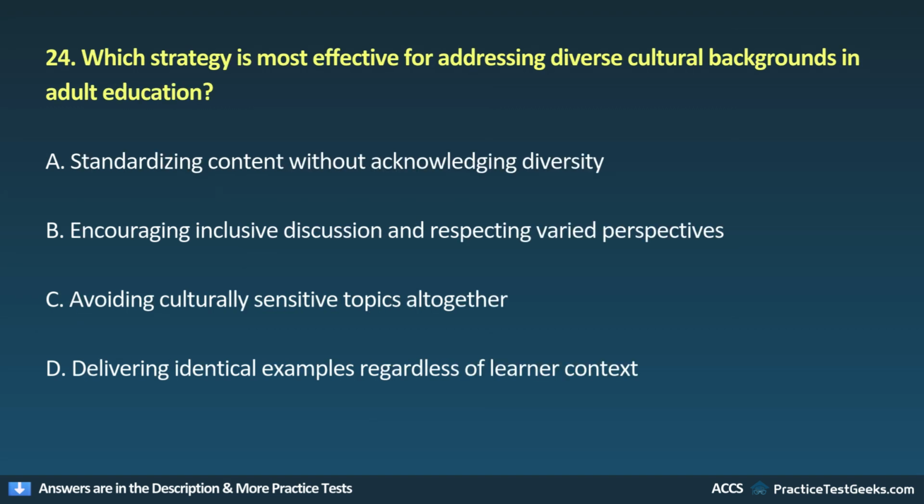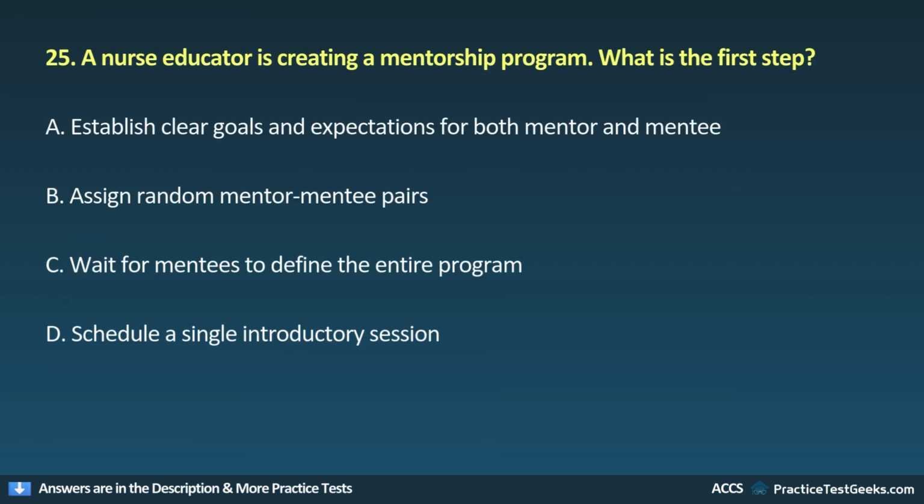24. Which strategy is most effective for addressing diverse cultural backgrounds in adult education? A. Standardizing content without acknowledging diversity. B. Encouraging inclusive discussion and respecting varied perspectives. C. Avoiding culturally sensitive topics altogether. D. Delivering identical examples regardless of learner context.